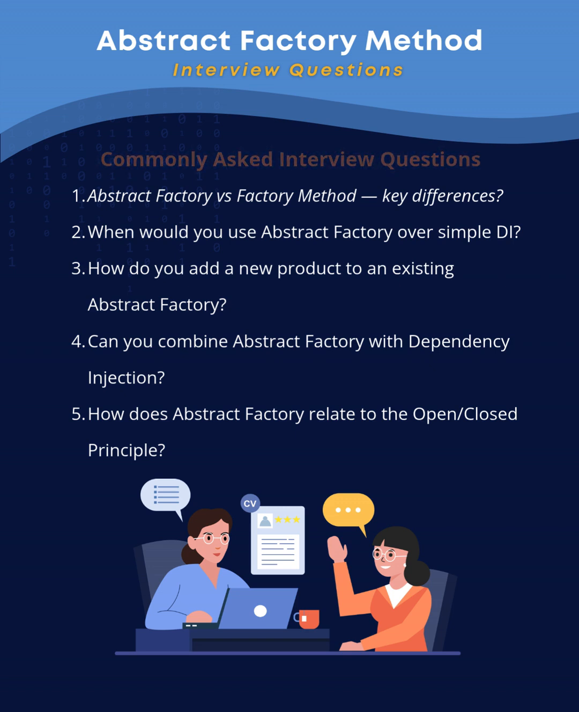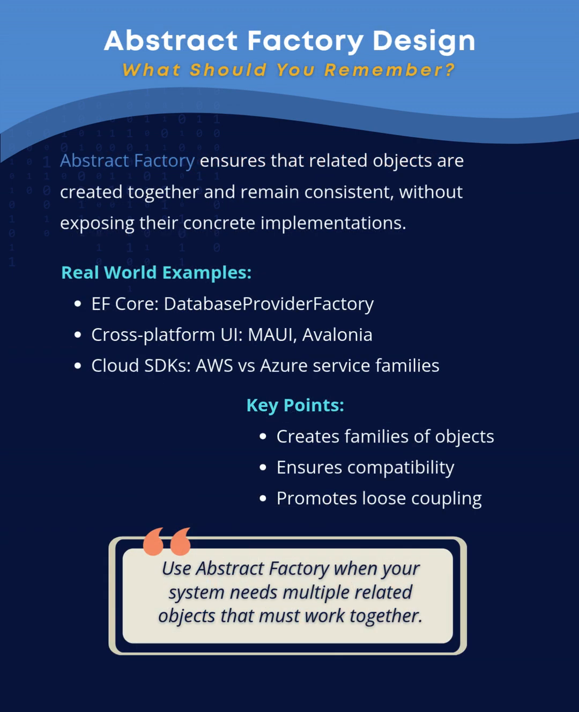So what should you take away from today? Abstract factory ensures related objects are created together and remain consistent, without exposing their concrete implementations. You'll find this pattern everywhere in the real world. In EF Core's database provider factory, in cross-platform UI frameworks like MAUI and Avalonia, and in cloud SDKs like AWS and Azure, where each cloud has its own service family. Remember, use abstract factory when your system needs multiple related objects that must always work together.